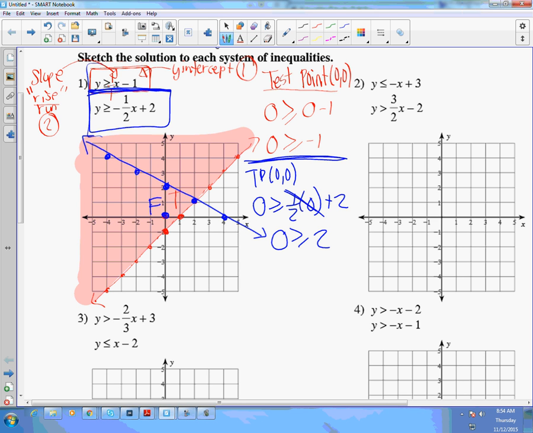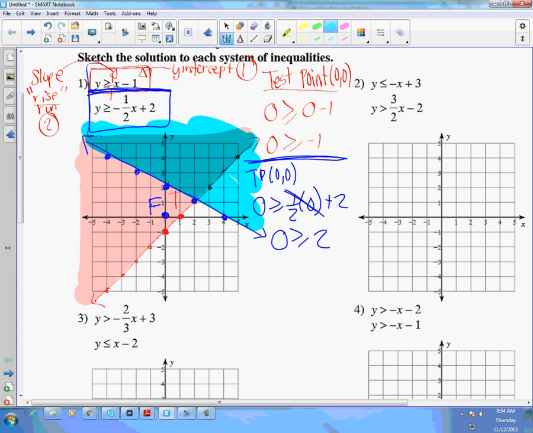For the blue line, we only shade where it's true. So the false point is below the line. Let's shade above the line. We only shade where it's true. Again, do this lightly. We shade above the line because any point over here would be true.